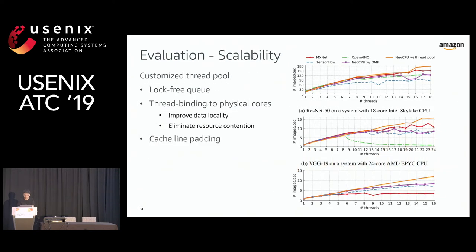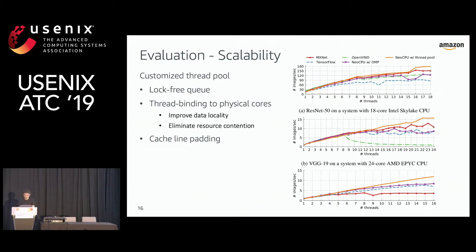Here's the scalability of our customized thread pool. Most deep learning frameworks and compilers use OpenMP for parallelism on CPUs. Since OpenMP is designed to be general, it might not provide the best performance for our cases. Moreover, OpenMP has different implementation versions, so the performance may vary among platforms. Thus, we implement our customized thread pool using a lock-free queue, thread pinning, and cache line padding.